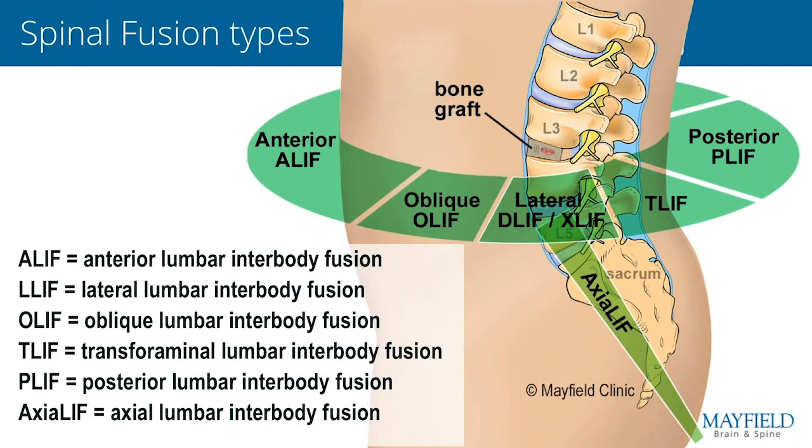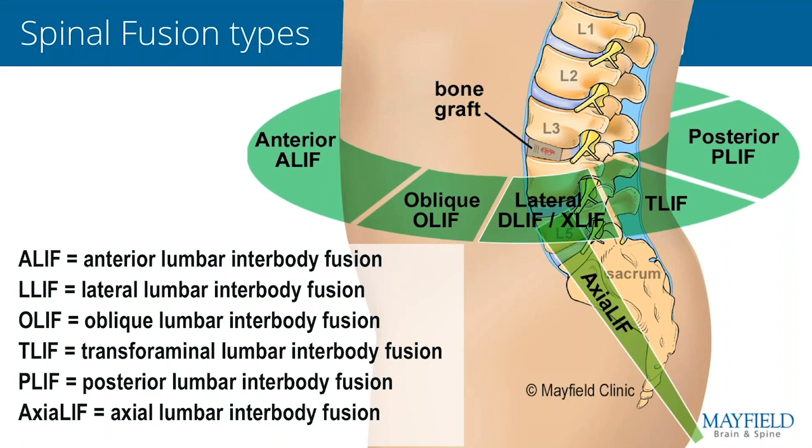Okay, so I wanted to give you this slide just for your reference. Fusions can be performed from different angles to the body, and that's where you get all the different names of the different types of fusions, like L-LIF and P-LIF and T-LIF, all those acronyms. That basically just tells you which direction they're coming from to the spine.